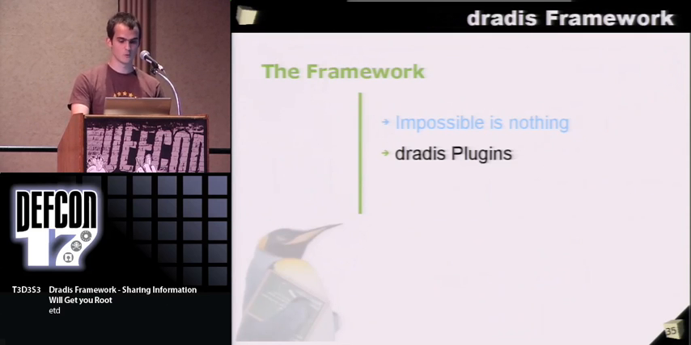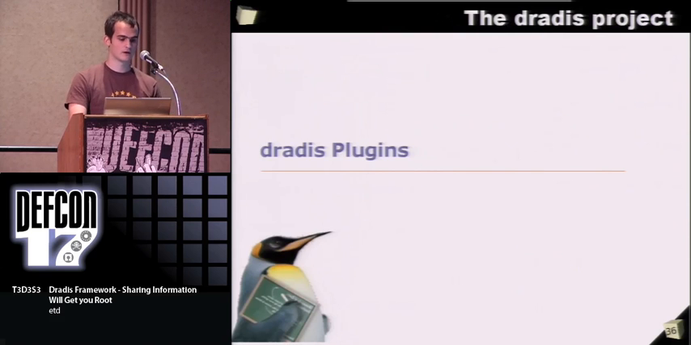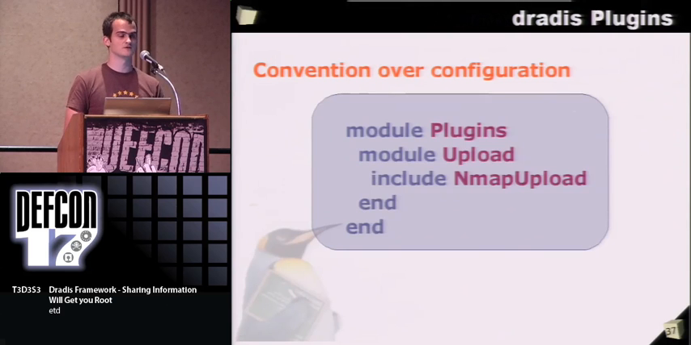How do the plugins work? We are following one of the Rails ways of doing things, which is convention over configuration. So you can put your code, it is in Ruby, and the only thing you need to do is just include it in the right place. So you would have created the nmap upload plugin, and you include it inside plugins and upload, or if it's export or import, you do the same.